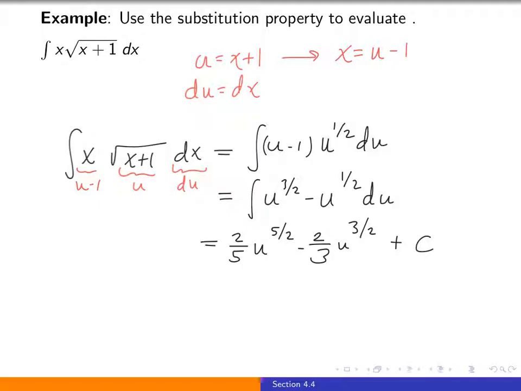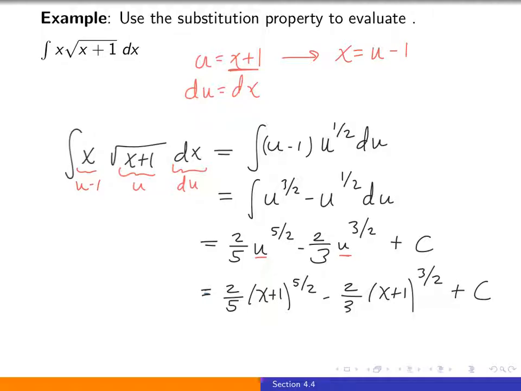Whenever we evaluate an indefinite integral with a substitution, our last step is going to be this resubstitution. So we need to take each of the u's that we see and replace it with the x plus 1 that we substituted above. So this becomes 2/5 times x plus 1 to the 5/2, minus 2/3 times x plus 1 to the 3/2, plus c. And this is the value of our indefinite integral.